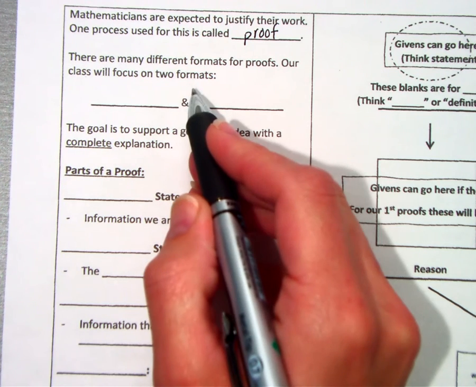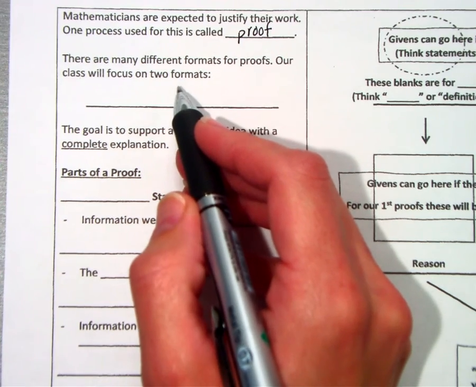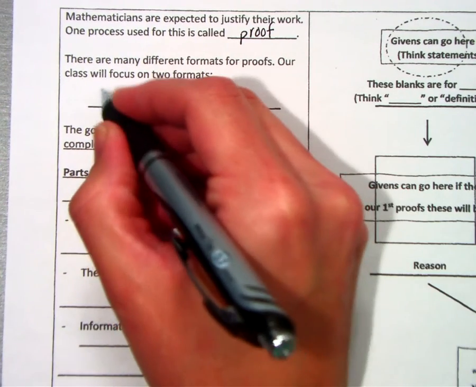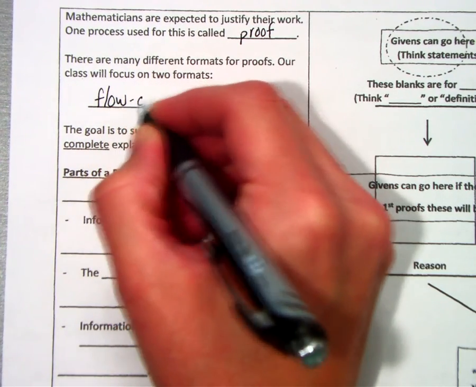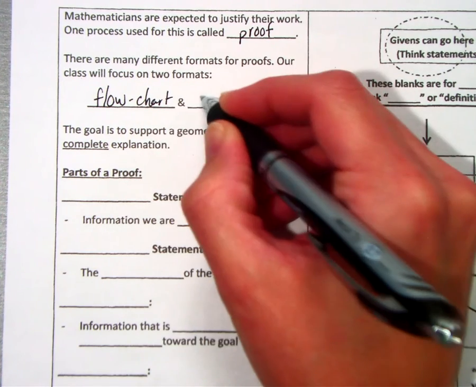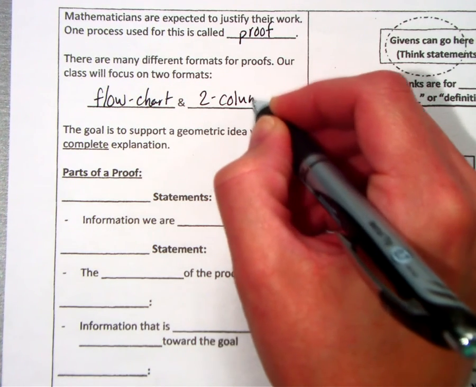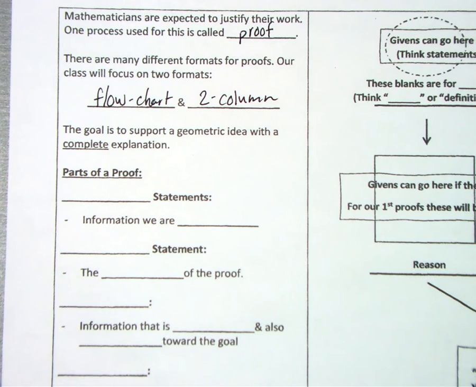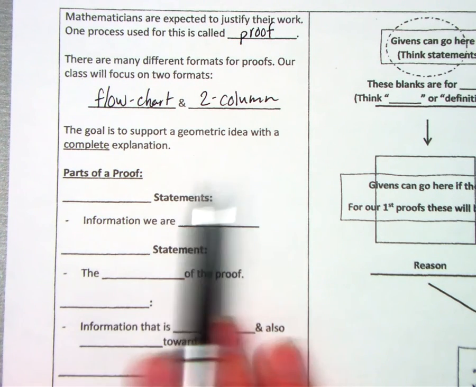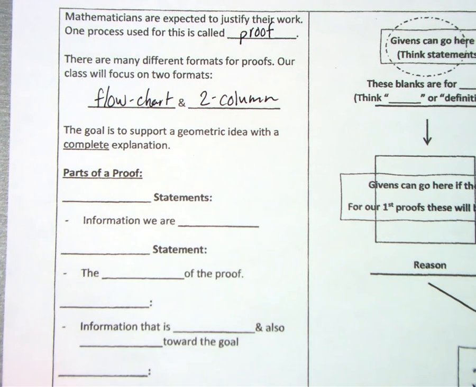There are two different formats that we are going to look at. There are more than just two, but we are only going to look at flowchart proofs and two-column proofs. Okay, so now down here, we're going to talk about the different parts of proof. The goal is to support our idea with a complete explanation, and here's how that explanation breaks down.